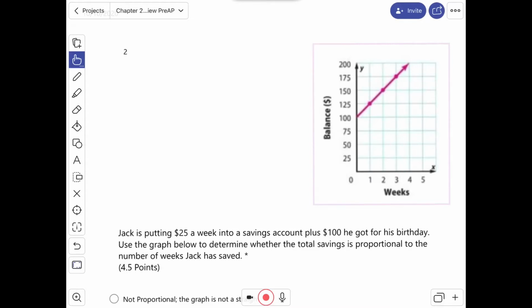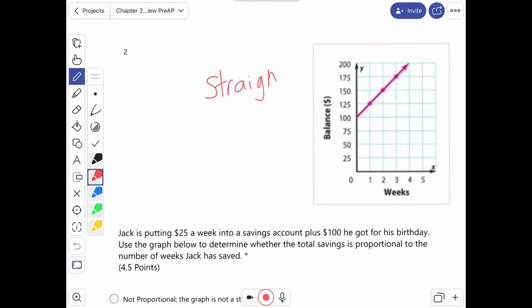So the first question is, Jack is putting $25 a week into a savings account plus $100 he got for his birthday. Use the graph below to determine whether the total savings is proportional to the number of weeks Jack has saved. And when we're looking at a graph, we can tell if it's proportional if it is a straight line and it must go through the origin. It has to have both things.